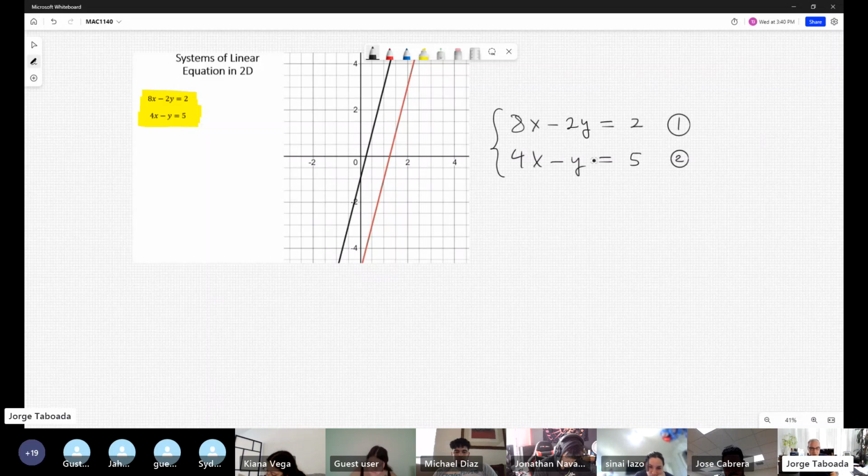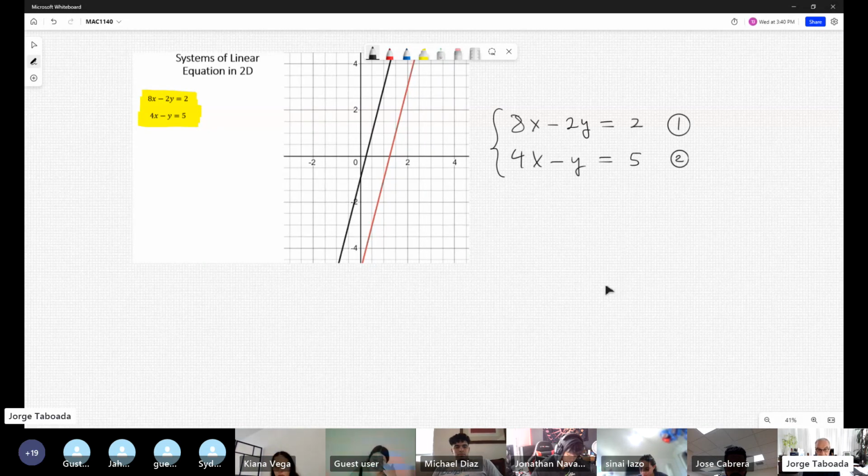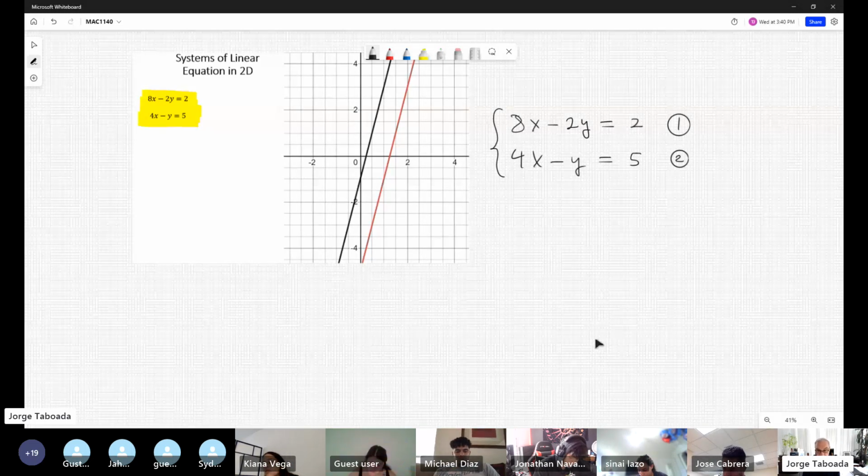Now my question is, can we apply substitution one more time or no? Yes or no? Substitution is good or no? Not good. Remember what is the idea for the substitution? Substitution is good when you have coefficient 1 or negative 1 on at least one variable in either equation. What do you think? Yes or no?